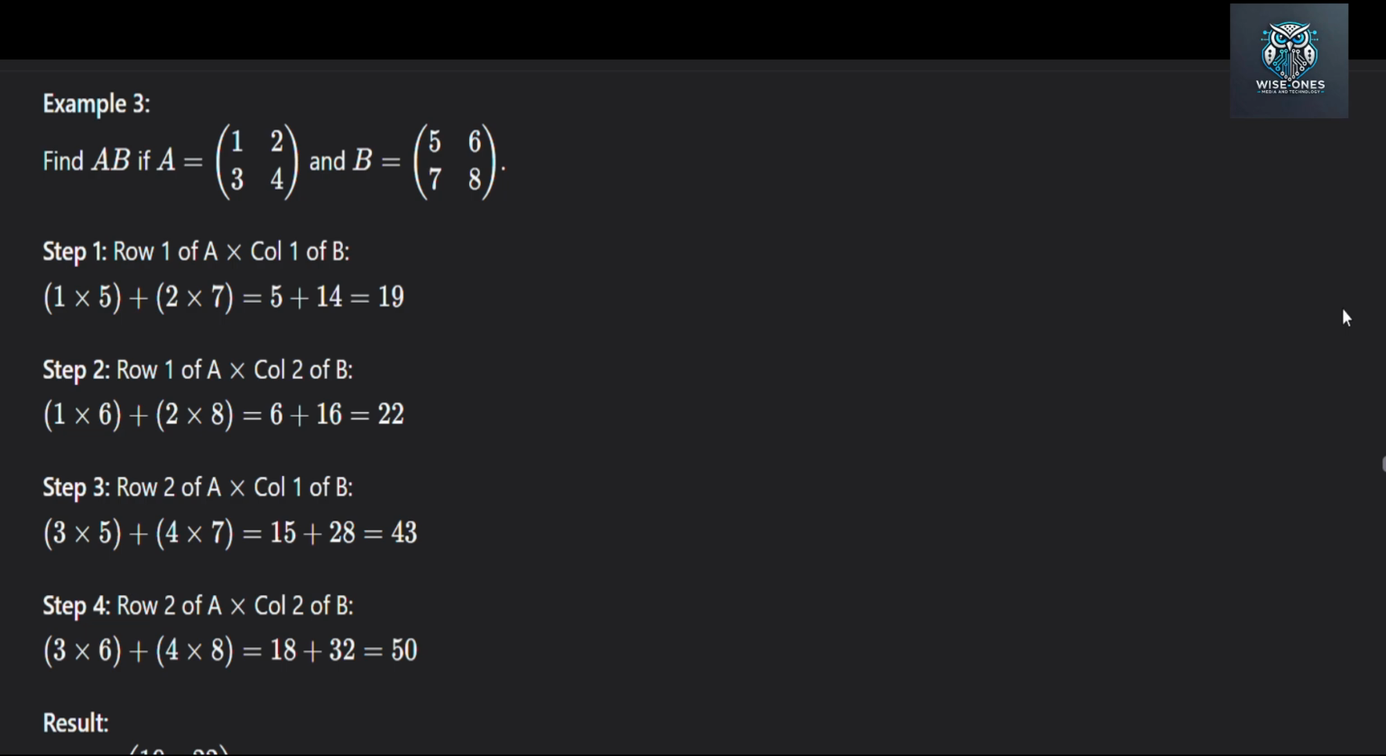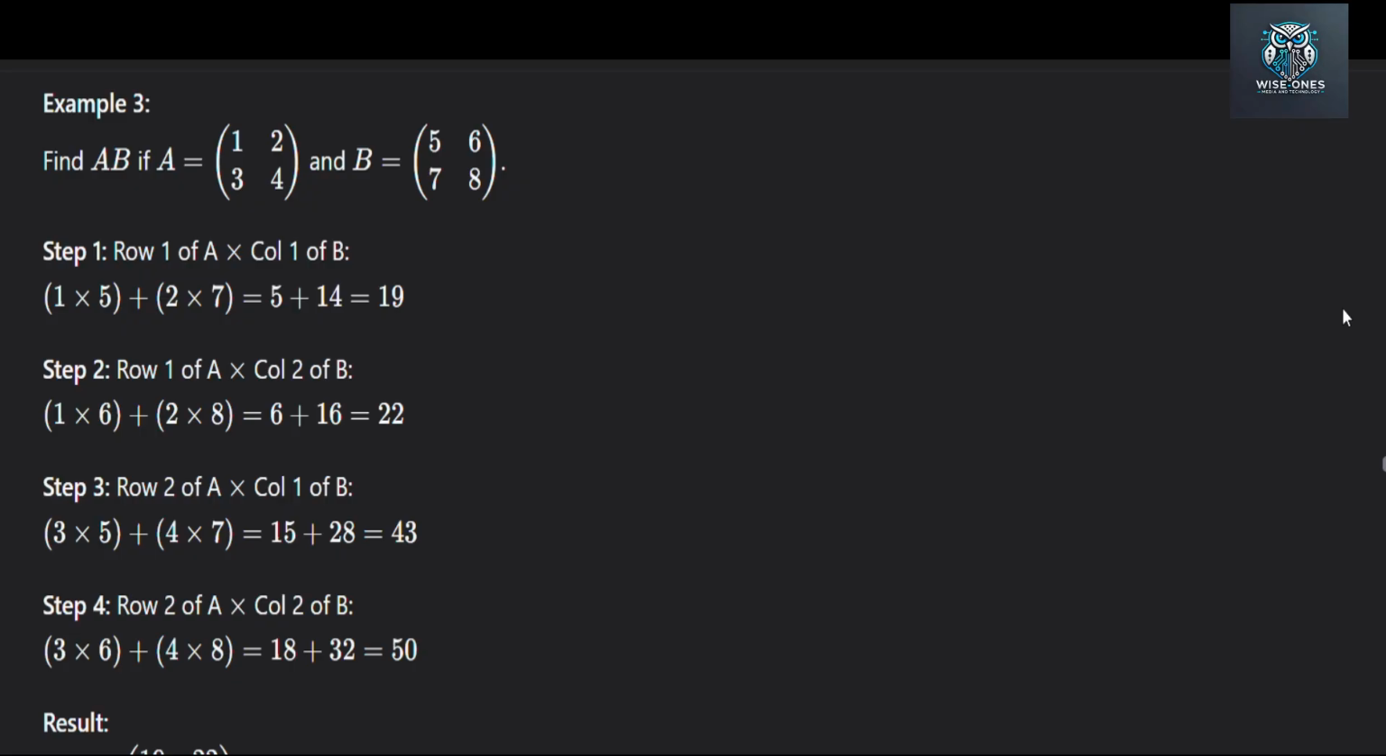Multiply first elements. 3 times 5 equals 15. Multiply second elements. 4 times 7 equals 28. Add them. 15 plus 28. 15 plus 20 is 35. Plus 8 is 43. This goes in the bottom left of our answer.